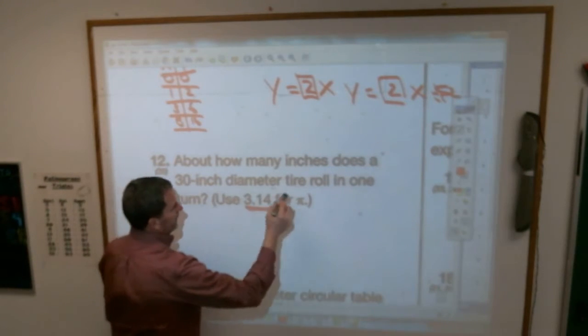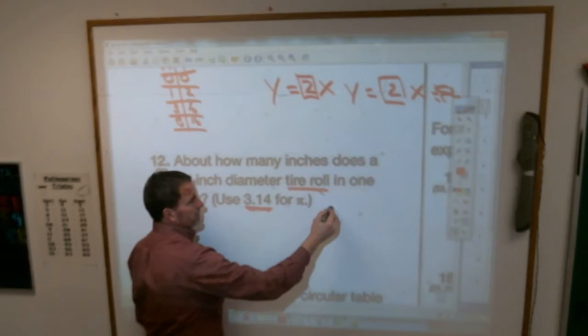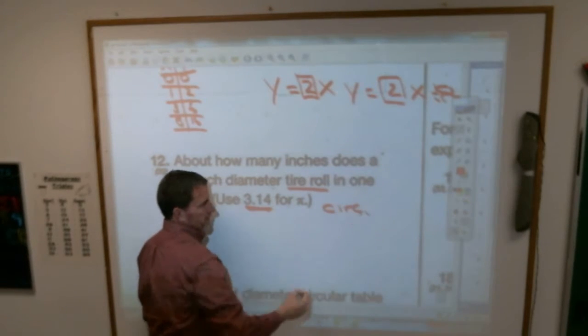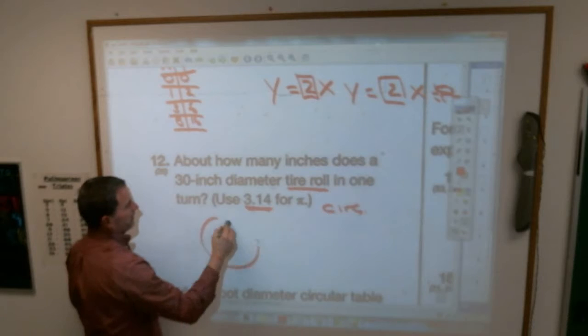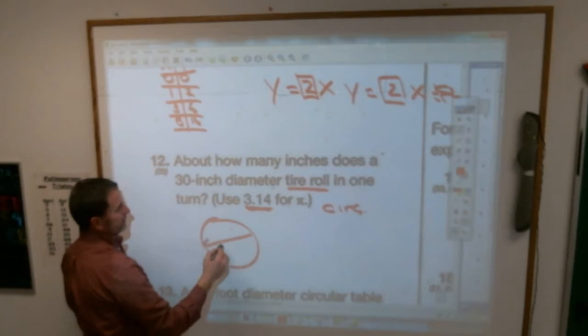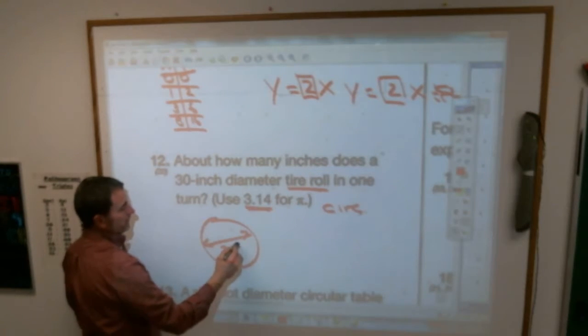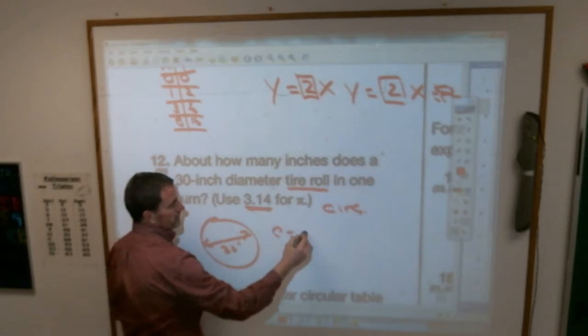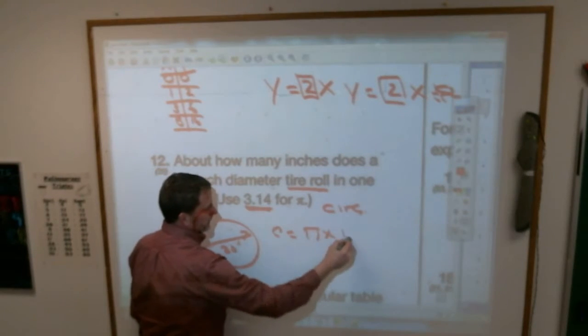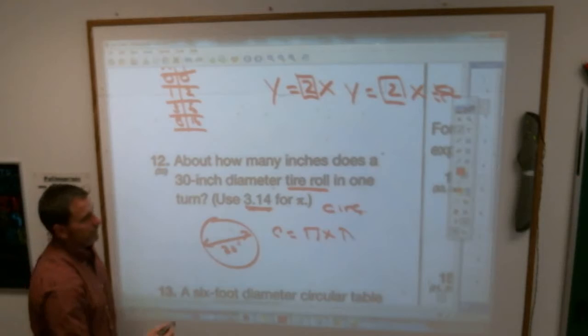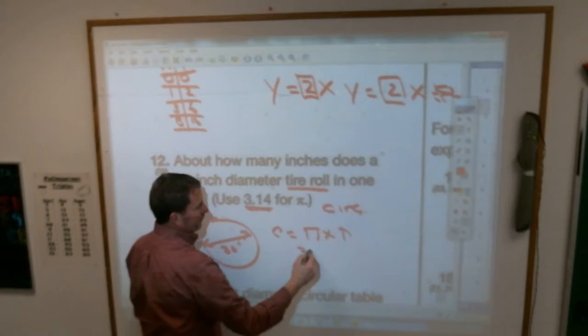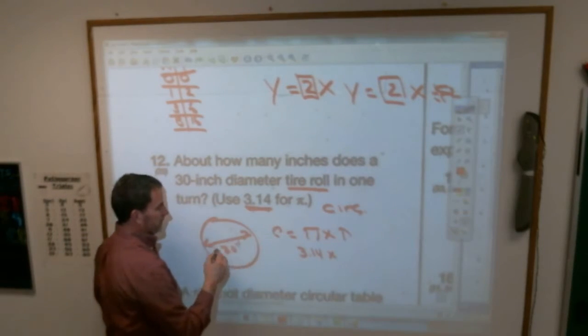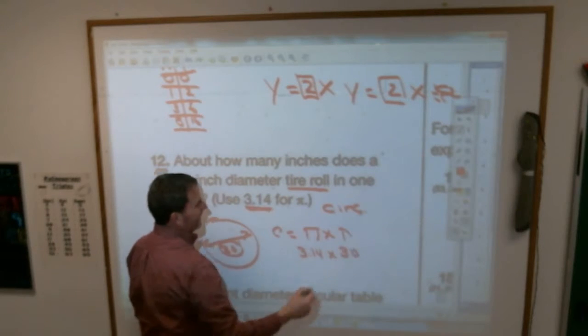If you're looking for how far a tire rolls, that is always circumference. So you are just going to take the 30-inch diameter wheel and find its circumference, which is pi times diameter. We know that we have to use 3.14 for pi, and we know the diameter was given to us as 30. So yeah, you have to do the 3.14.